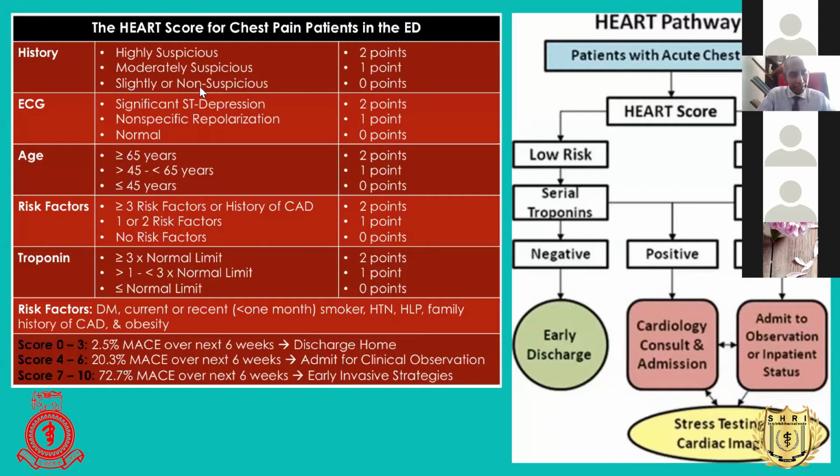If it is less than 3, that means low risk category. The chance of major adverse cardiac event is less than 2.5%, and with the help of new high sensitivity troponins, it has come down to 1%. Actually, those are the patients, if we have a proper follow-up mechanism, those are the patients we can think of discharging from the emergency department.